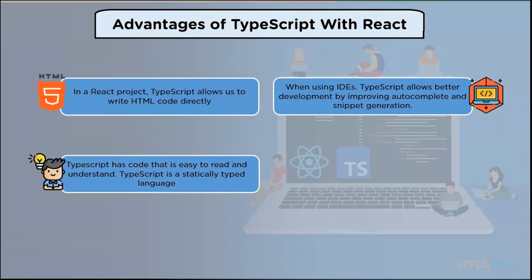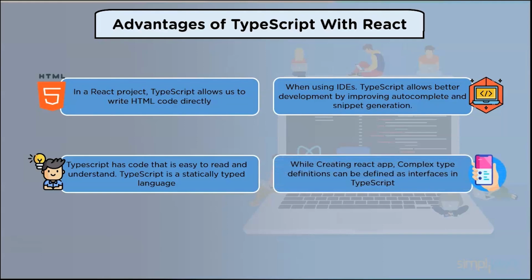TypeScript has code that is easy to read and understand. TypeScript is a statically typed language. The distinction between statically and dynamically typed programming languages is when type checking occurs. Variables in a static language are type checked. While creating a React app, complex type definitions can be defined as interfaces in TypeScript. This is useful when you wish to use a complex type in the application, such as an object with multiple properties.